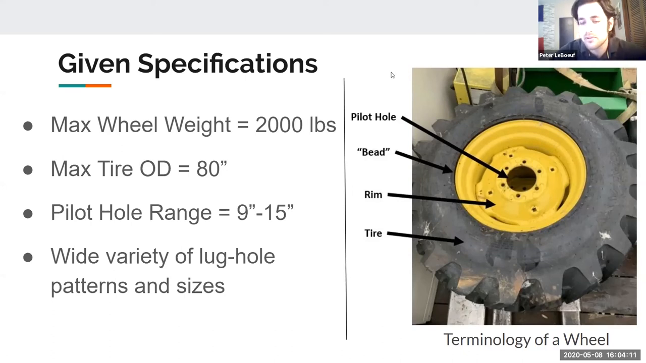So when I reference the rim, it's the yellow part. The tire is, obviously, the tire. And I have an arrow going to what's called the bead. So there's essentially a layer of adhesive that is in contact that connects the rim and the tire. So when you go to change a tire, you have to do what's called breaking the bead.